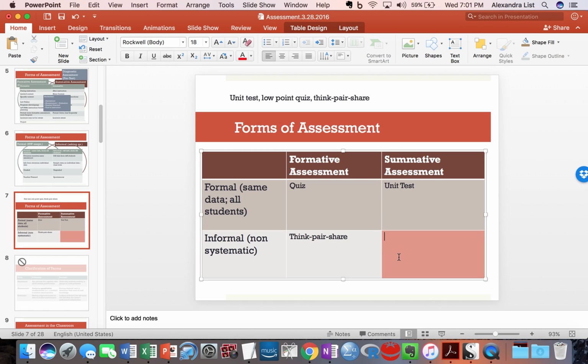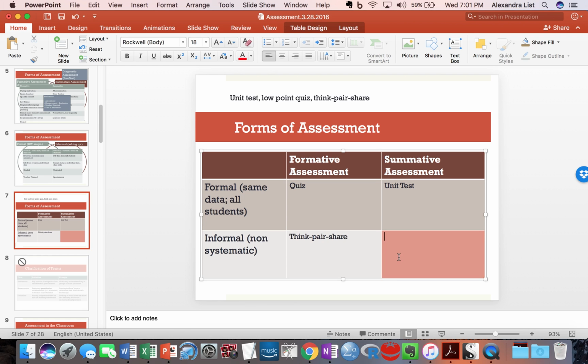So those of you who were thinking about, well, what's the similarity between formal and informal assessment? Well, the similarity should be pretty clear here, right? Formative assessment can be formal or it can be informal, whereas when we're talking about summative assessment, that's always going to be formal.